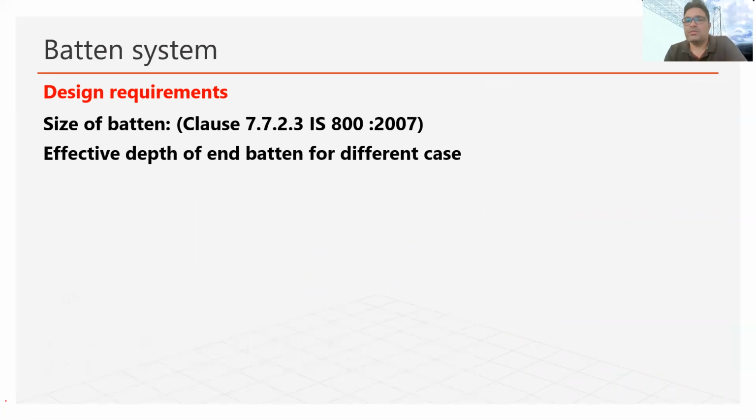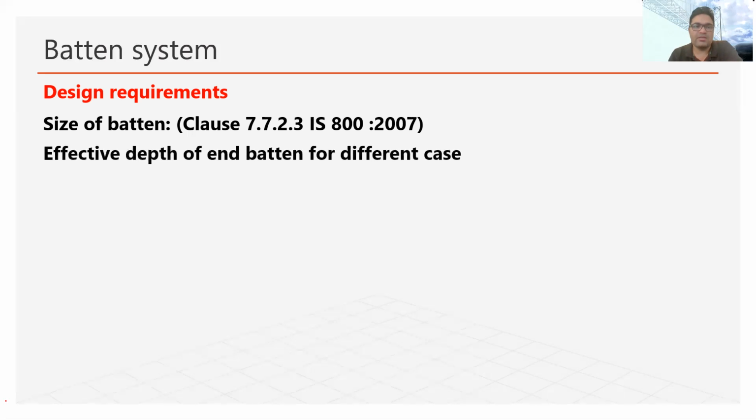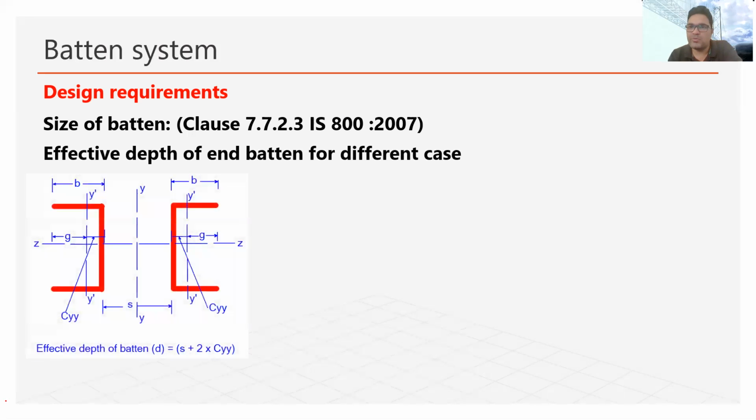Now, this D calculation for different cases, some of you may get confused. How do we find out this small d value? Well, I will show you some of the cases which you may encounter. So first case is this one. In this case, the channel sections are placed back to back. So this is the case of back to back.